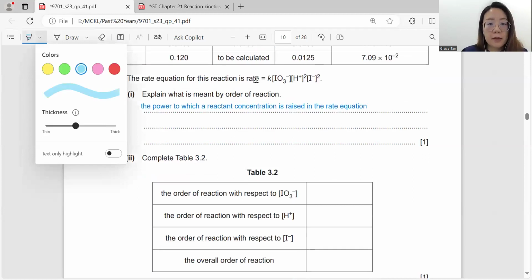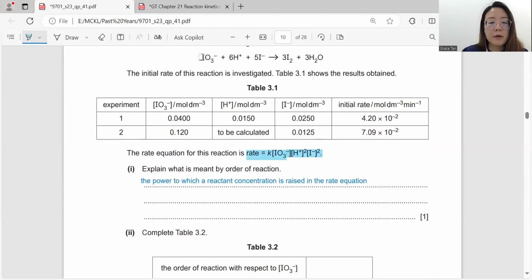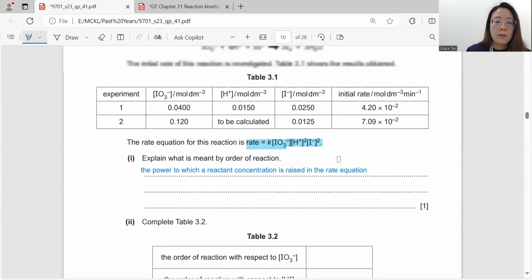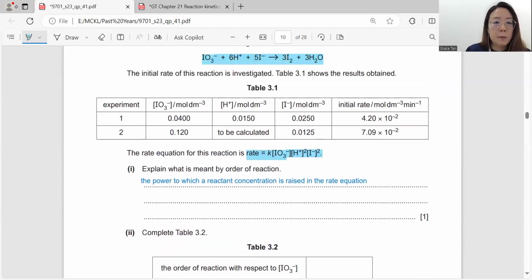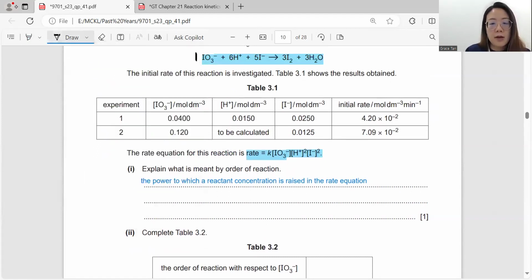Now, number 2. Can you see this is your rate equation given? They have conveniently written the rate equation for us for the above equation, so we can see that they already have the appropriate power. Now, first, please look at the difference. You have 1 mole of iodate. Yes, I know it's power to 1, but it's power to 1 not because it is 1 mole.